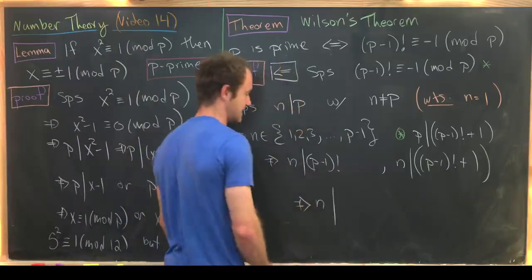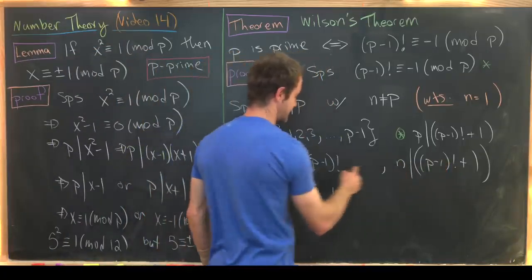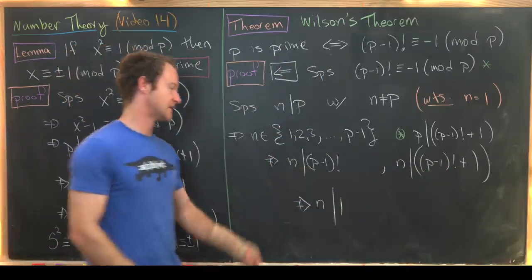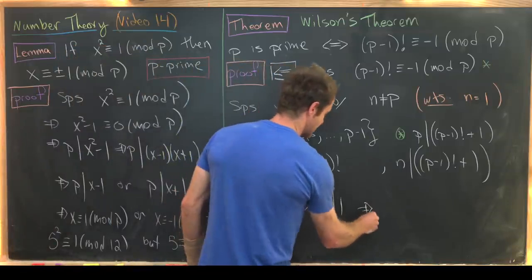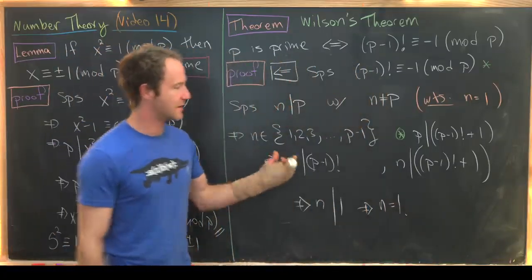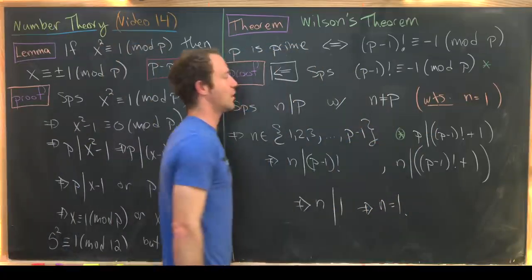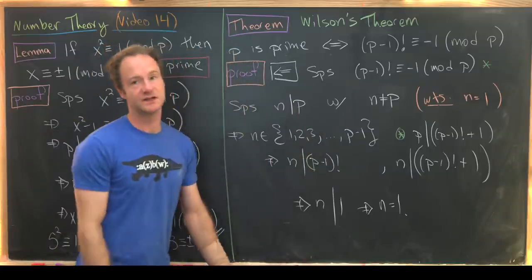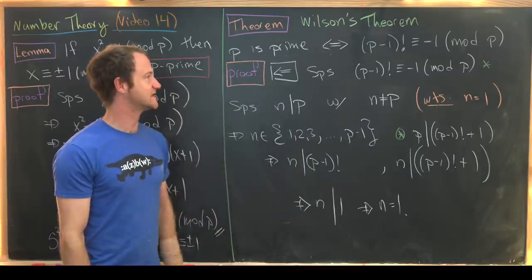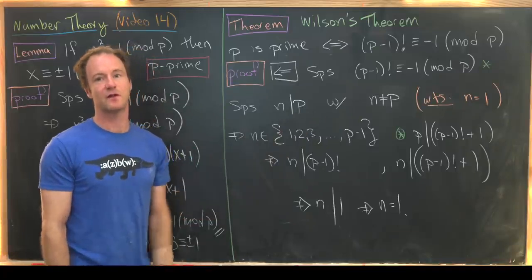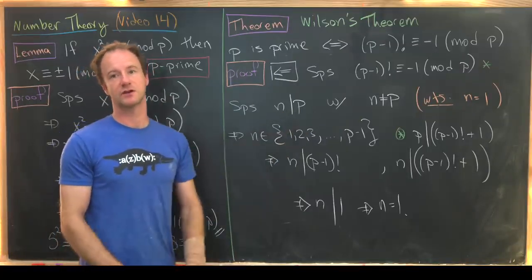So here we've got n divides, like I said, the difference of this with this, but that difference is exactly 1. So we have n divides 1, which tells us that n is equal to 1. But by our previous discussion, that's what we wanted to show in order to prove that p was prime. So that finishes this reverse direction of our proof. Let's get rid of this and then we'll look at the forward direction.